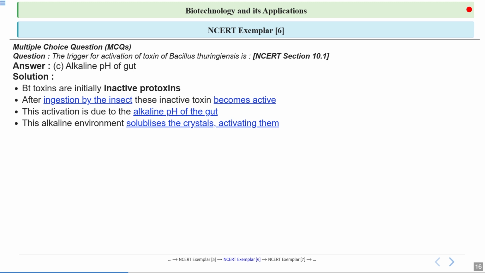Okay, let's see the next point. Under high temperature and acidic pH, Bt toxin remains insoluble and inactive. Means if you give high temperature and acidic pH, this Bt toxin will remain insoluble and it will stay inactivated only.